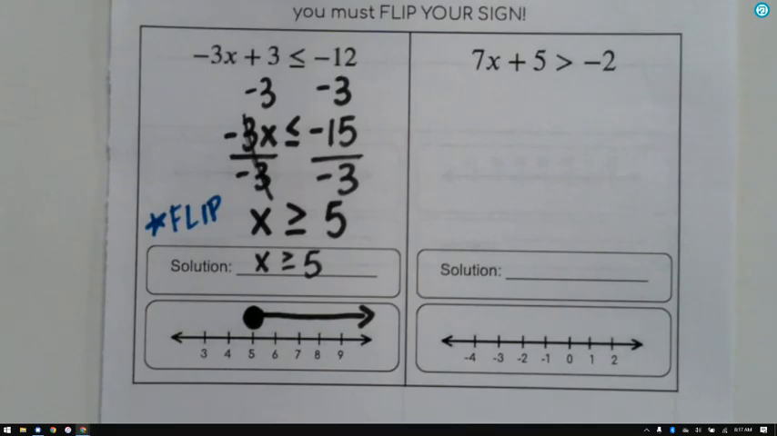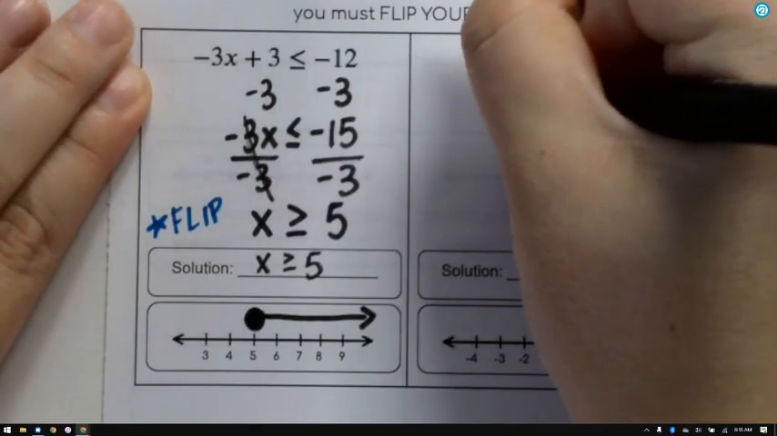Okay, any questions on that first example? Okay, well, let's keep going then. So the next one we've got is 7x plus 5 is greater than negative 2. So for this one, we're going to start solving the same way. We want to get rid of that plus 5 by subtracting 5 from both sides.